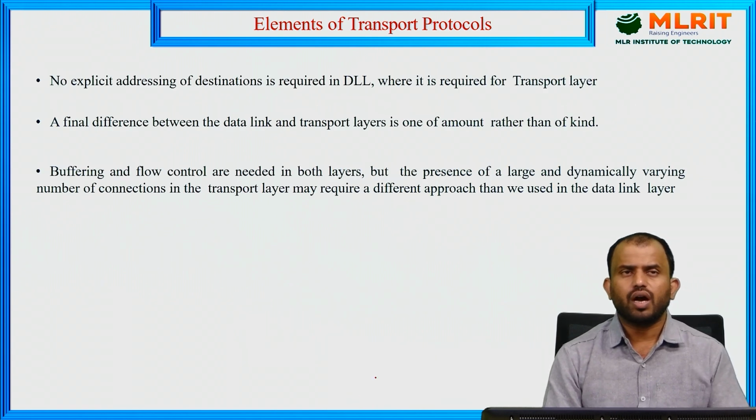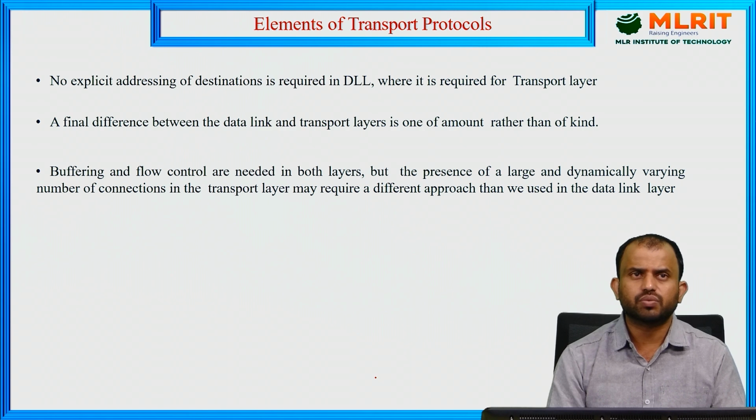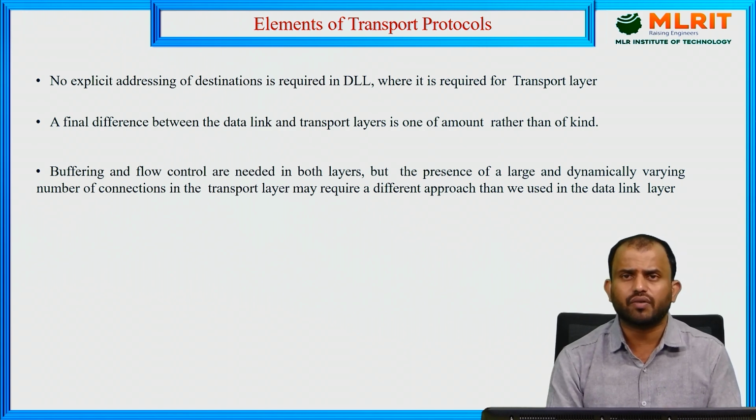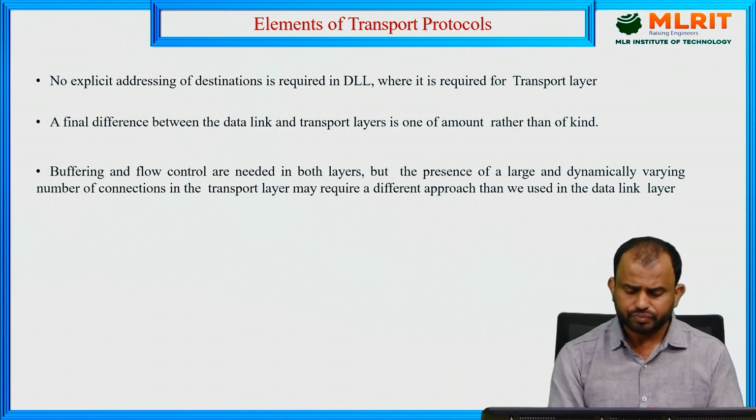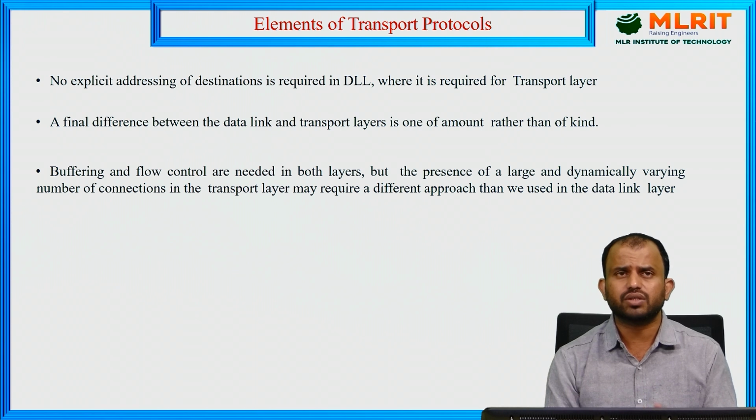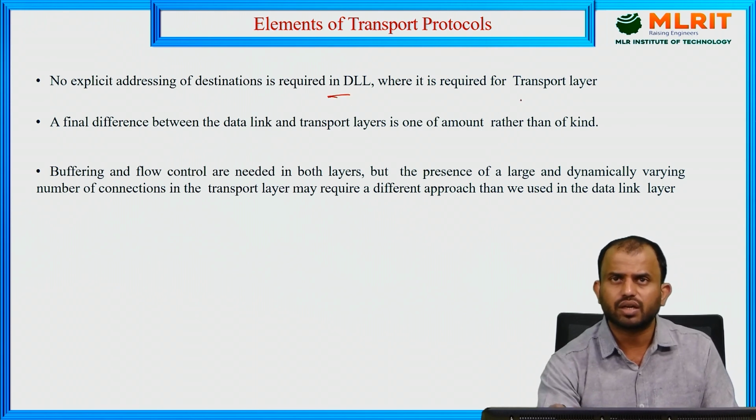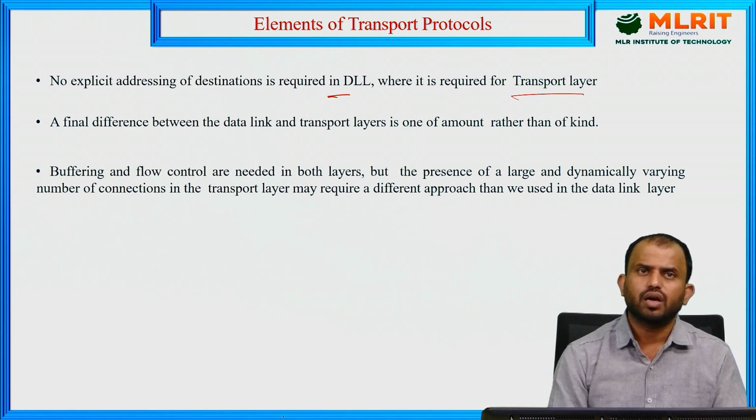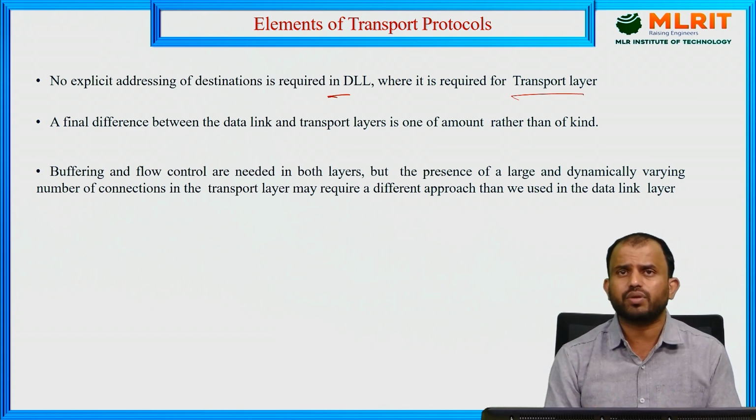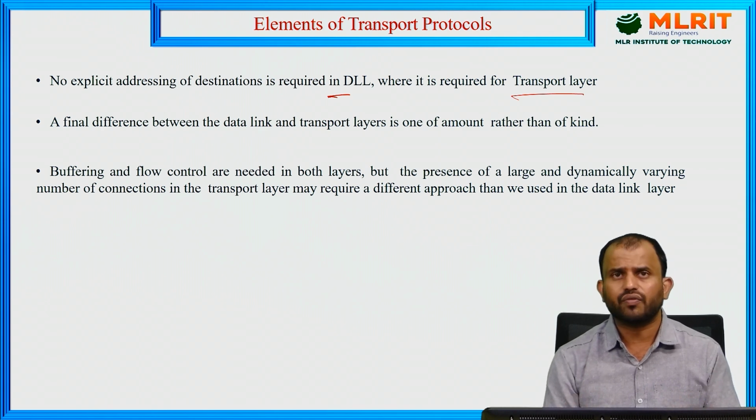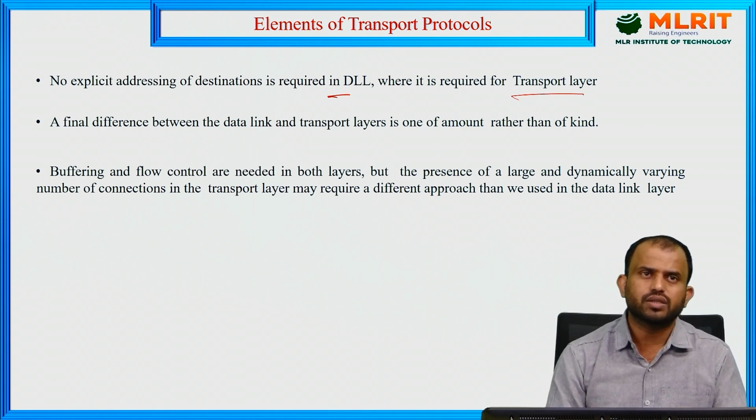So while we are establishing this one, there is no explicit addressing of destination. For example, when the information is transmitted, there is no explicit addressing of destination required in the DLL; it is just required of the transport layer. And the final difference between the data link and transport layer is the amount of information, rather than the kind of information structure we are using. That is a major difference.